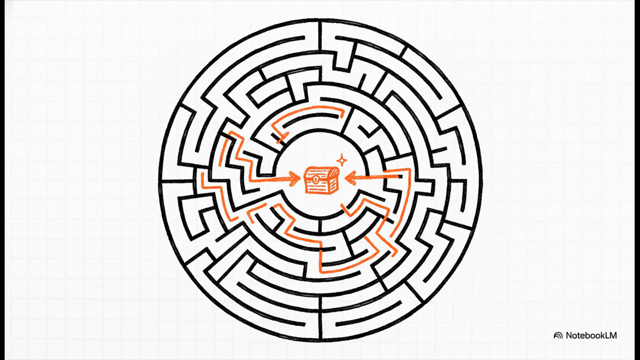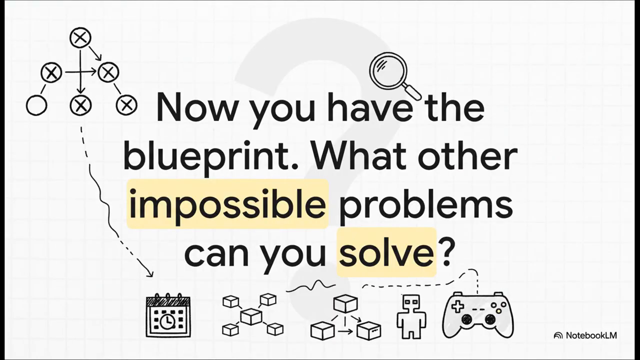So, at the end of the day, here's the big takeaway. Backtracking isn't just a cool trick for solving puzzles like N-Queens or Sudoku. It's a core, fundamental pattern for tackling any problem where you have to search for a solution within a specific set of constraints. And that leaves us with one final thought. Now that you have this blueprint, this mantra of choose, explore, and unchoose, what other problems out there that once seemed impossible, maybe in scheduling or logistics or even game design, can you now see a clear path to solving?